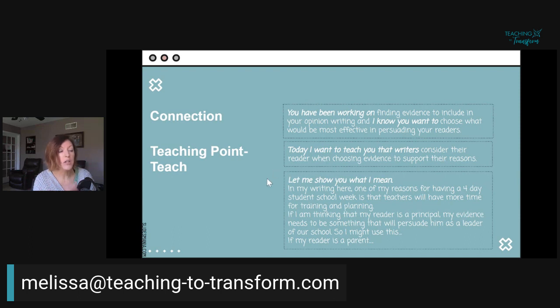So then I have a short example, not quite all of the example of what the teach would be, but I love to say, let me show you what I mean. So when I say this, I'm going to teach you this, let me show you what I mean. What does that really look like? And in this example, I'm using modeled writing. So I have a writing that I've been working on with the students, and I want them to see how I'm going to try this strategy of considering my reader when I'm choosing evidence. So let's say I have some ideas for evidence already. I've looked some things up and I already have them, but I want to choose what's most effective.